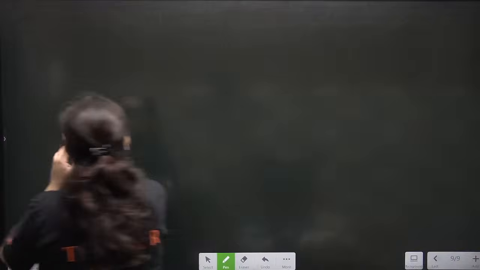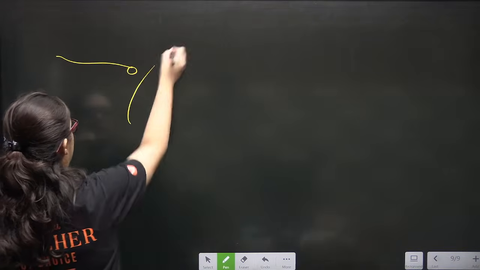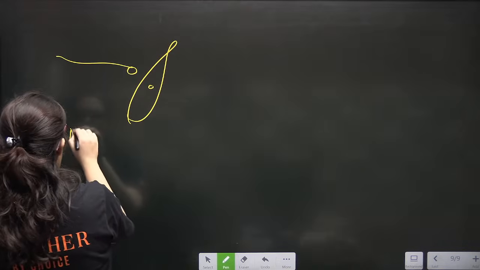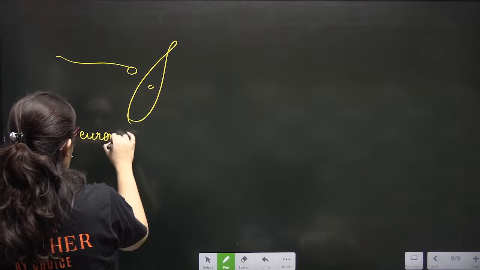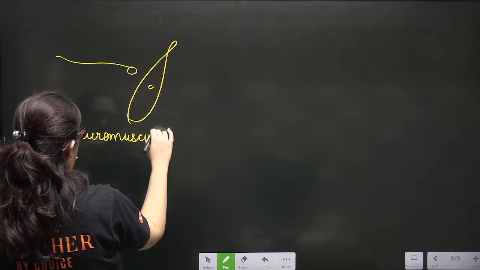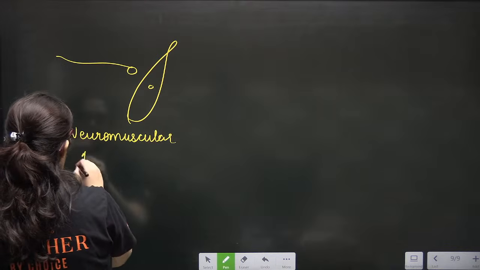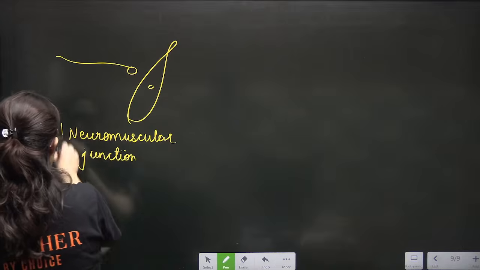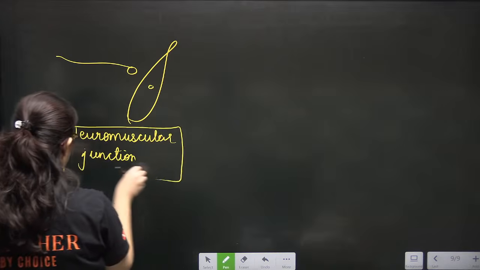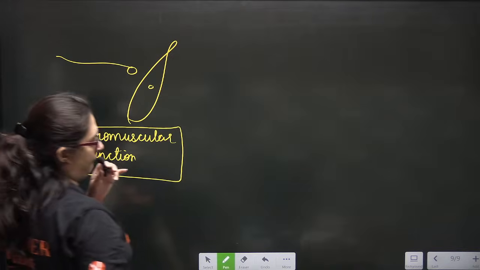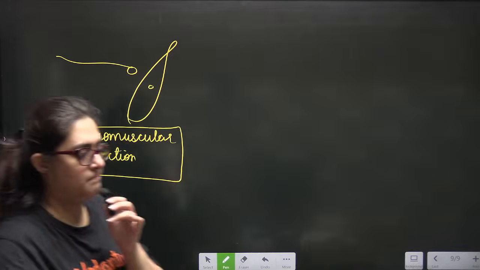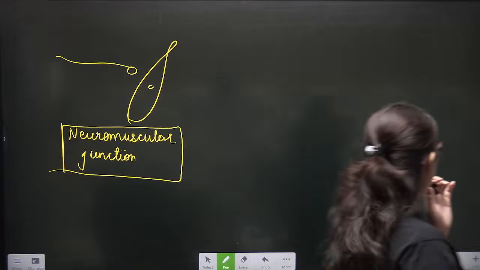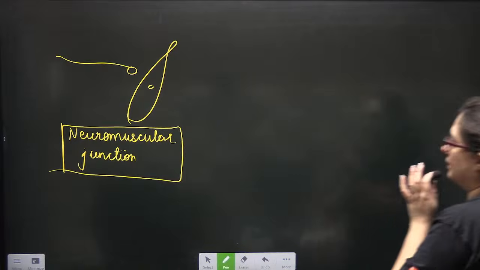Now, if the relation of axon ending is with a muscle, it is a neuromuscular junction. Neuromuscular junction. Done.